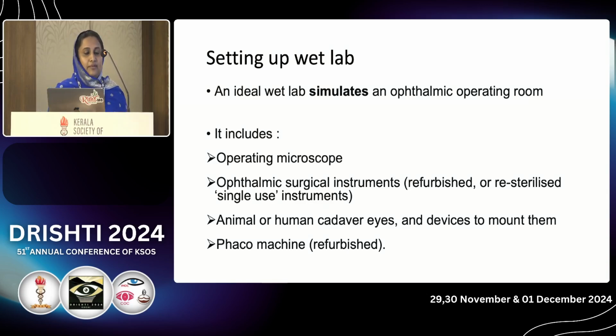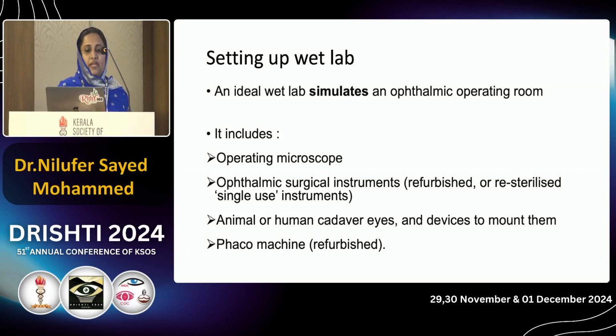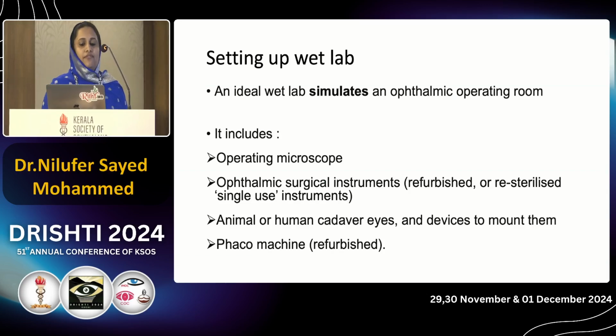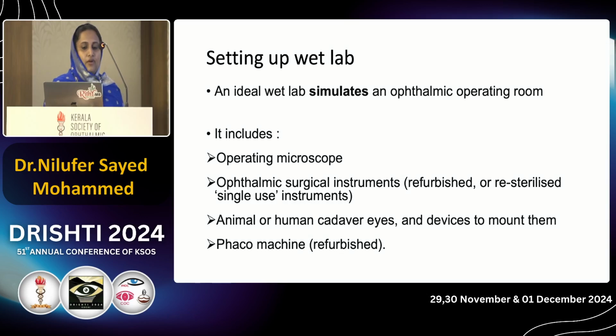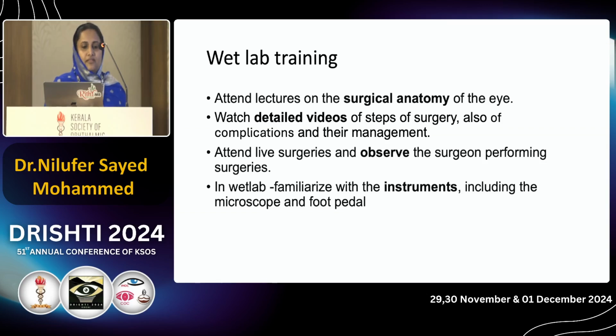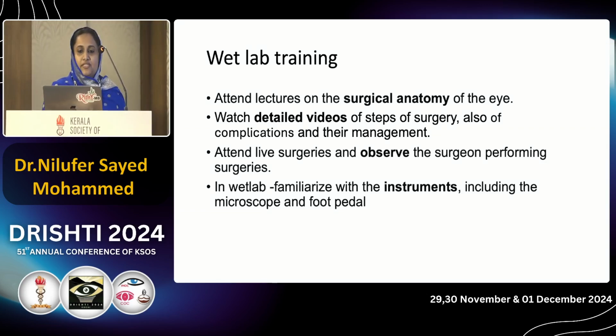Ideally, a wet lab should simulate an ophthalmic operating room. It should include an operating microscope, ophthalmic surgical instruments, refurbished or re-sterilized single-use instruments, animal or human cadaver eyes, and devices to mount them, phaco machine refurbished. Now, before the trainee starts the wet lab training, they have to attend lectures on the surgical anatomy of the eye, watch detailed videos of steps of surgery, also of its complication and management, attend live surgeries and observe the surgeon performing surgeries. In wet lab, they should familiarize themselves with the instruments, including the microscope and the foot pedal.